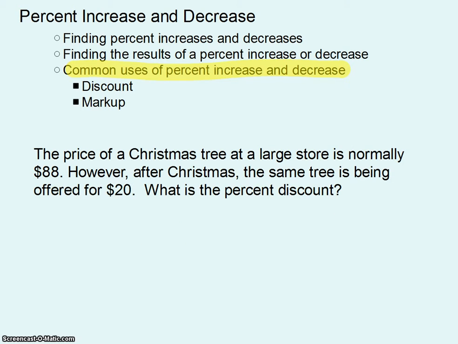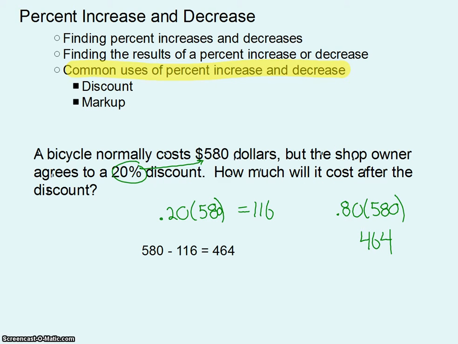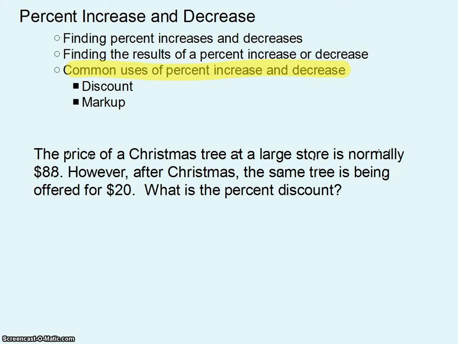With this problem, the price of a Christmas tree at a large store is normally $88. However, after Christmas, the same tree is being offered for $20. What's the percent discount? Well, on the bicycle problem, we were given the percent discount and asked for the final price. Now we've been given the original and the final price and asked for the percent discount. Really this is the same kind of problem we were doing earlier, where we are going from 88 to 20 and asking the percent discount.